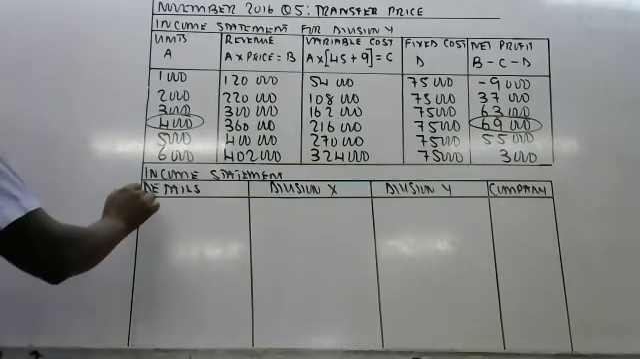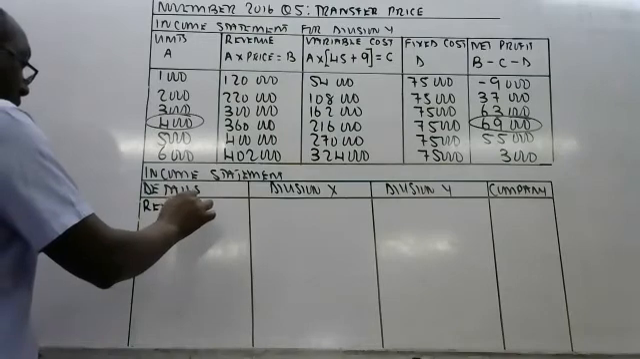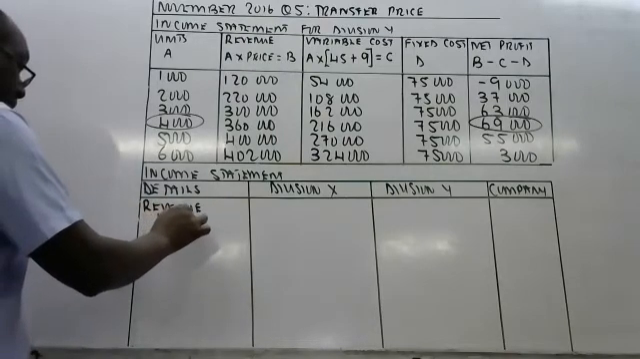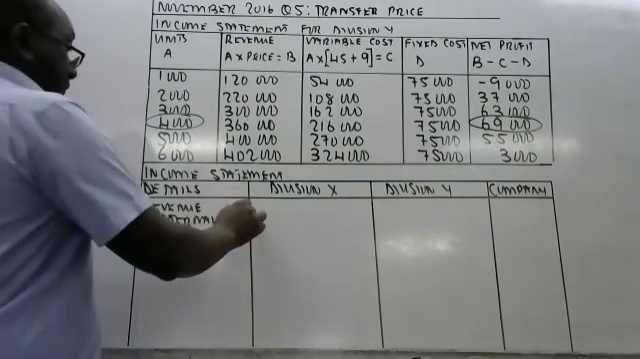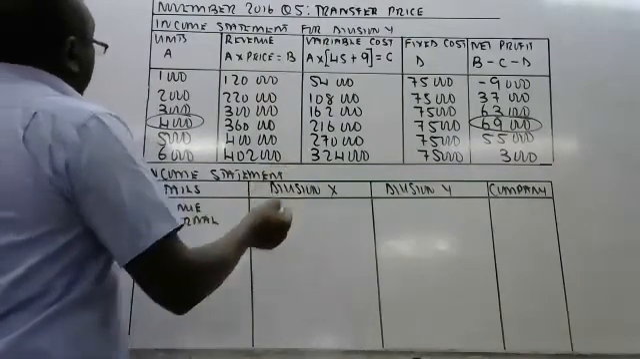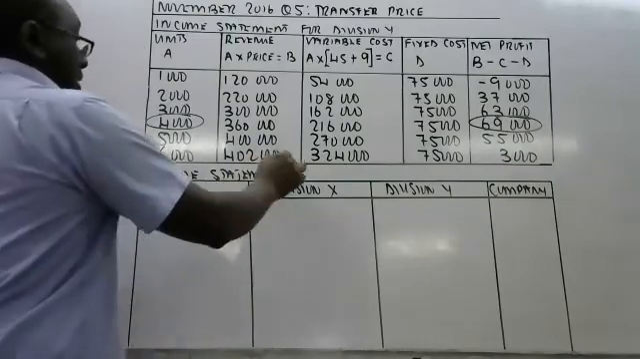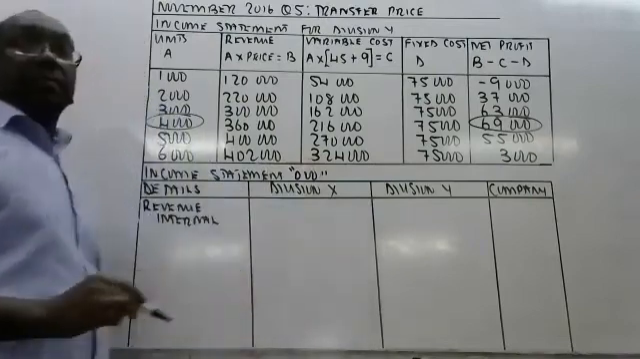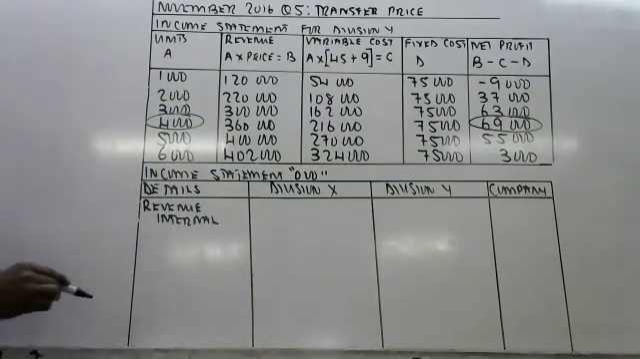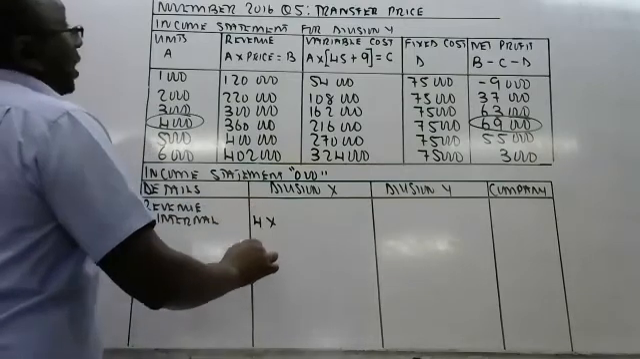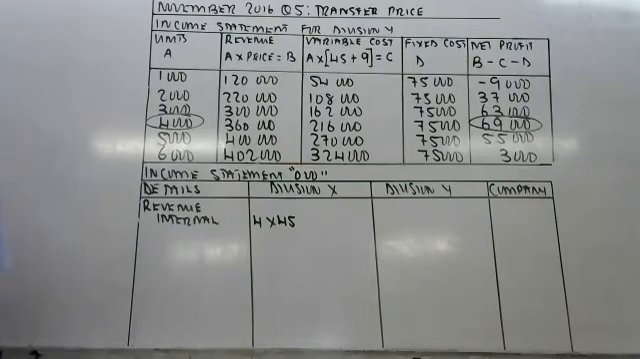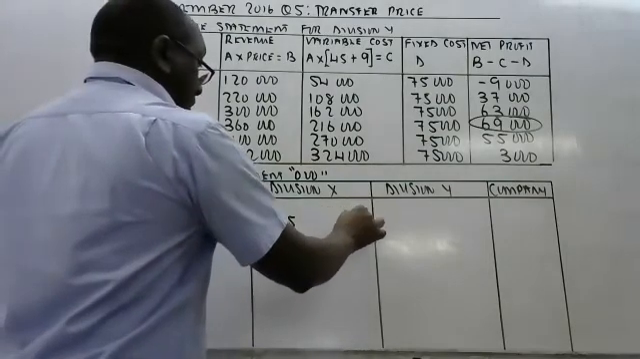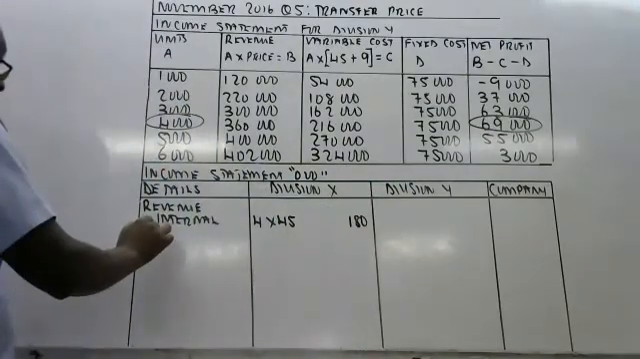So I told you it is arranged this way. You bring the revenue, and the revenue you start with internal. Internal, X is selling to Y, and we can have our figures in thousands. So they are going to sell 4 units at a price of 45, because that is the transfer price. 180. Then we have the external.